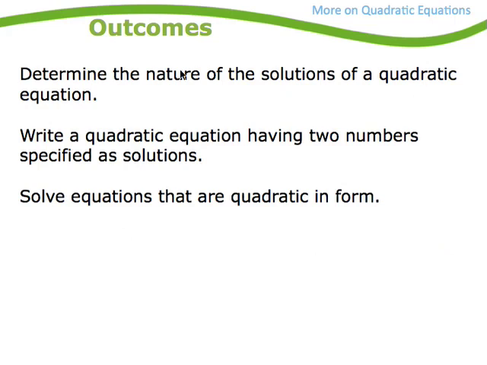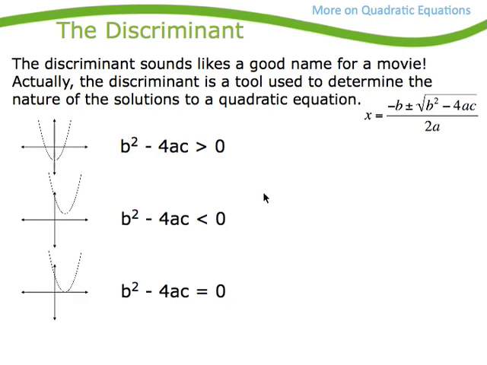In this Scribblecast, we'll be looking at three things. First, determining the nature of the solutions of a quadratic equation. Then, once I know maybe some x-intercepts or solutions, seeing if I can go backwards and find the quadratic equation. And lastly, we'll solve some equations that are quadratic in form, but may not look exactly like a quadratic equation.